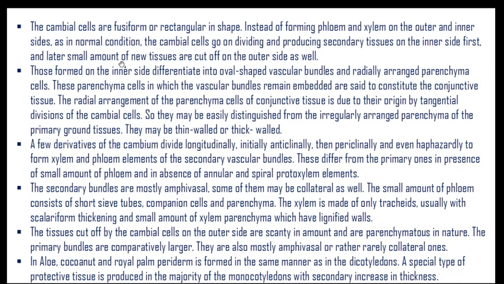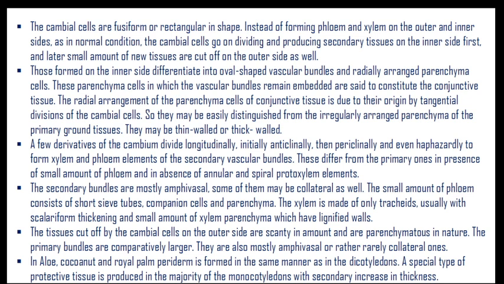So the cambium cells are fusiform, rectangular in shape. Instead of forming phloem and xylem on the outer and inner side as in the normal condition, the cambium cells go on dividing and producing secondary tissue on the inner side first, and later a small amount of new tissue is cut off on the outer side as well. That is a condition which is different from the normal condition.